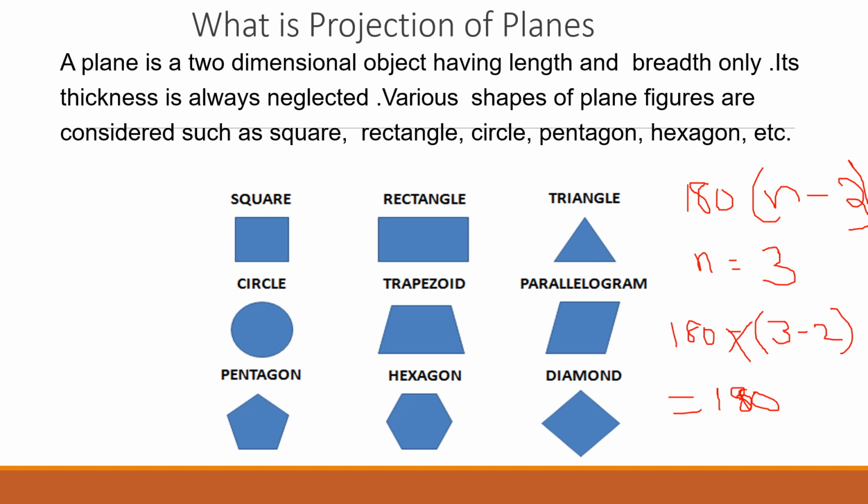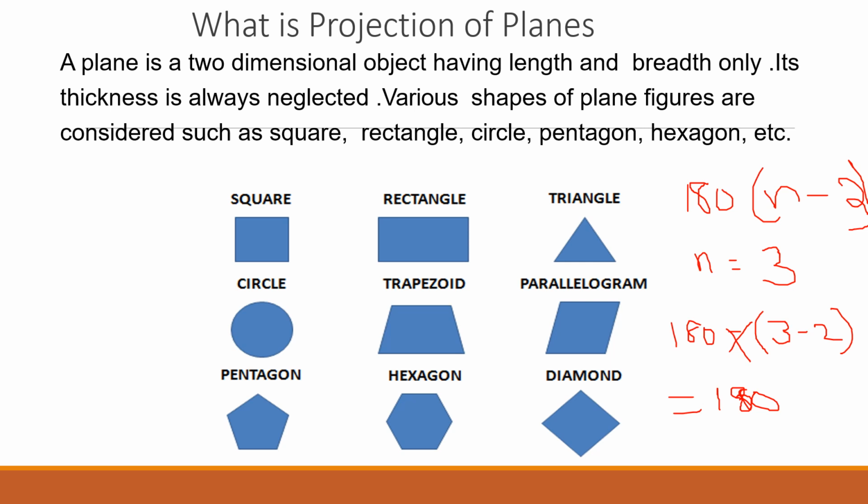So if at all hexagon is given for you in your examination, and by chance you don't know how to calculate each angle, or you forgot how to calculate each angle, then what you have to do is use this formula 180 into n minus 2, that is 180 multiplied by number of sides. For a hexagon the number of sides are 6, so 6 minus 2, so 180 into 4, that will be equal to 720 degrees. So that is the sum of all internal angles for the hexagon.